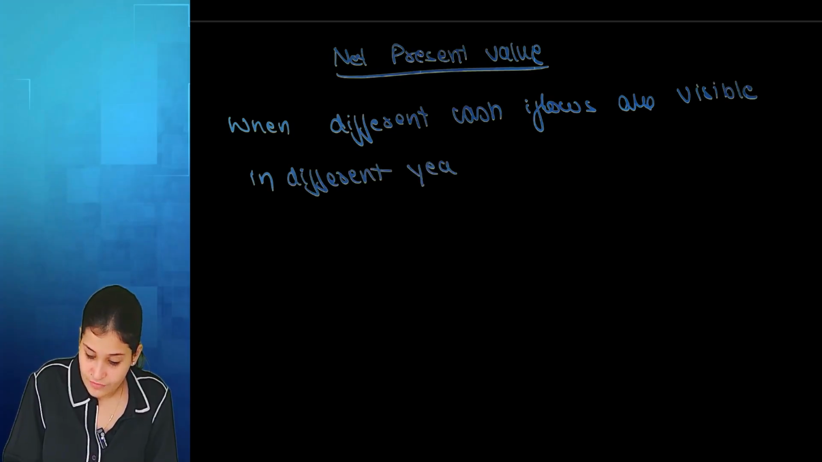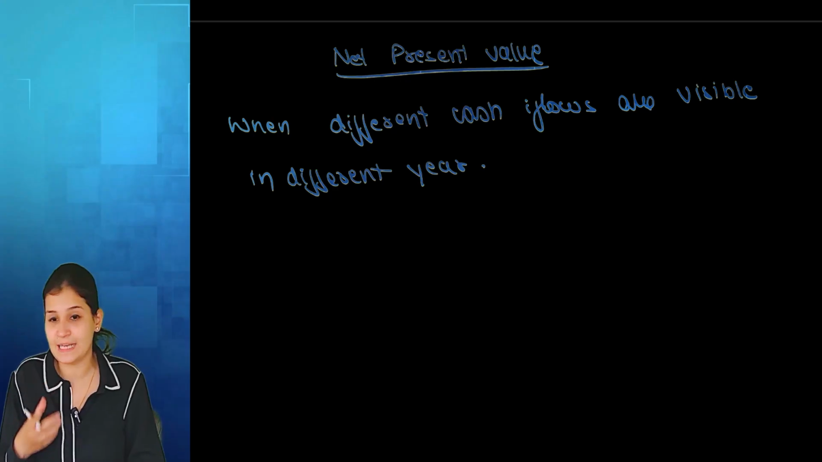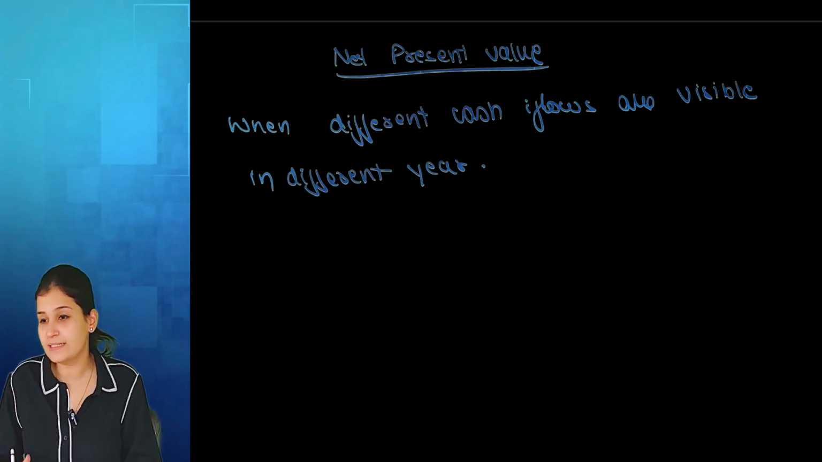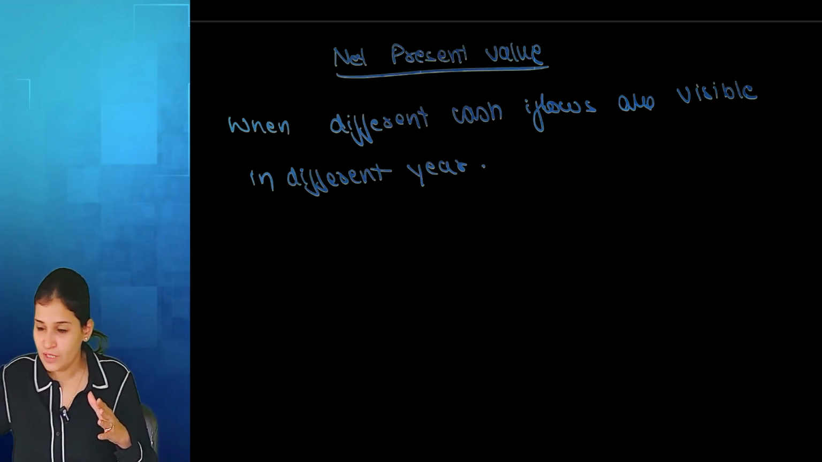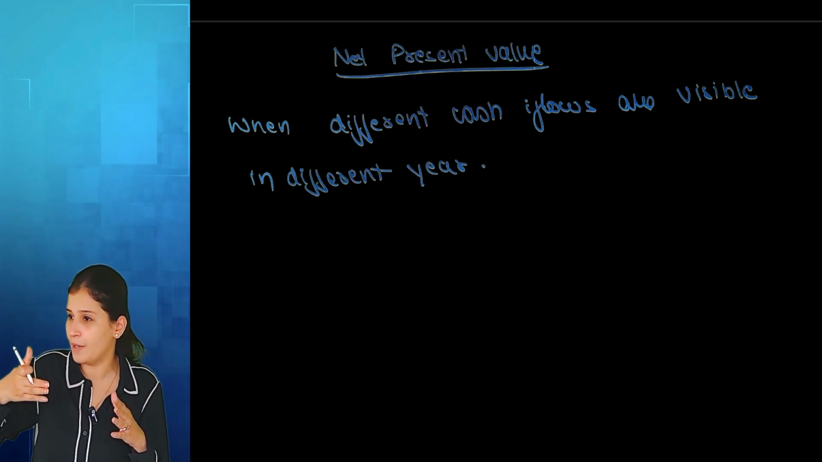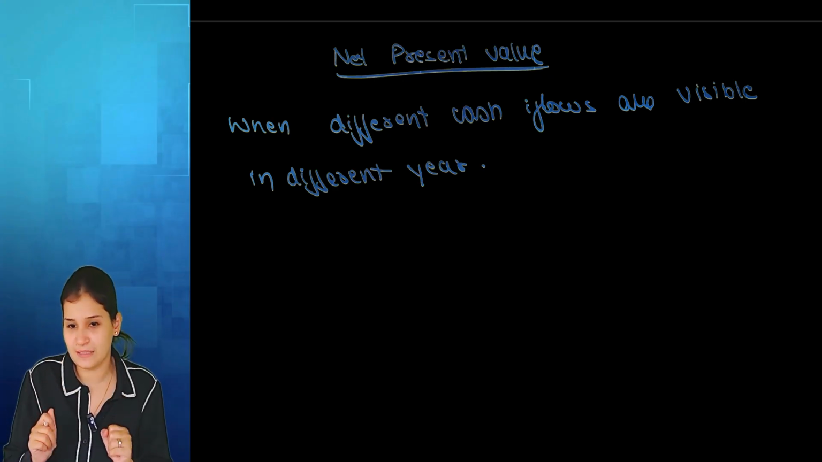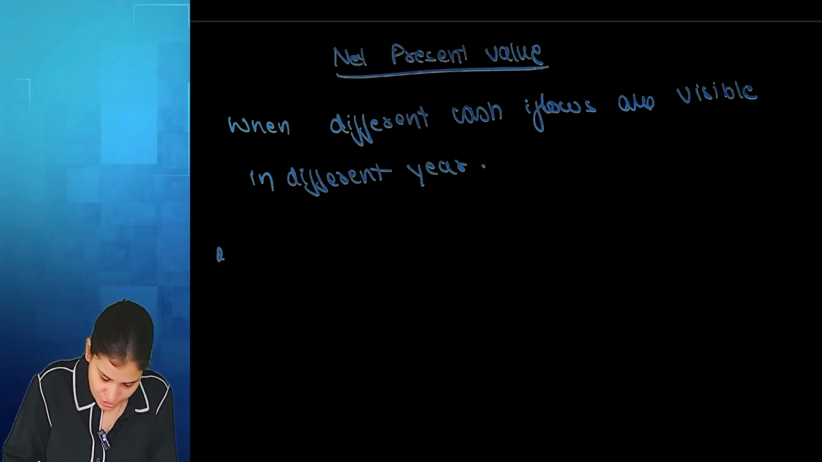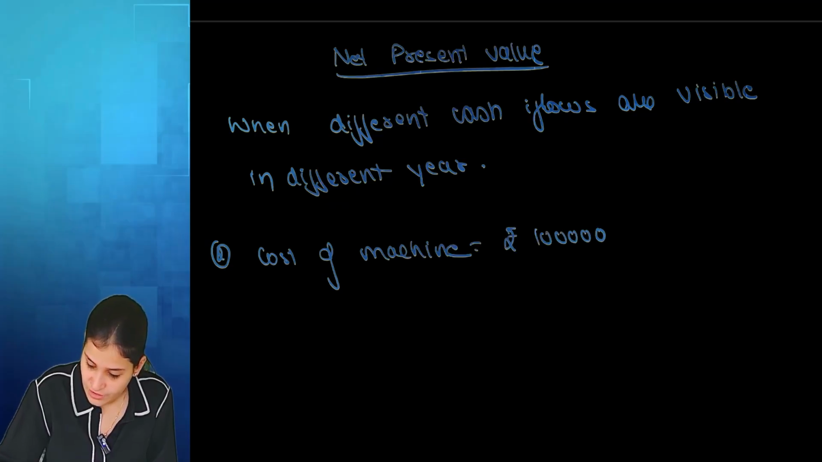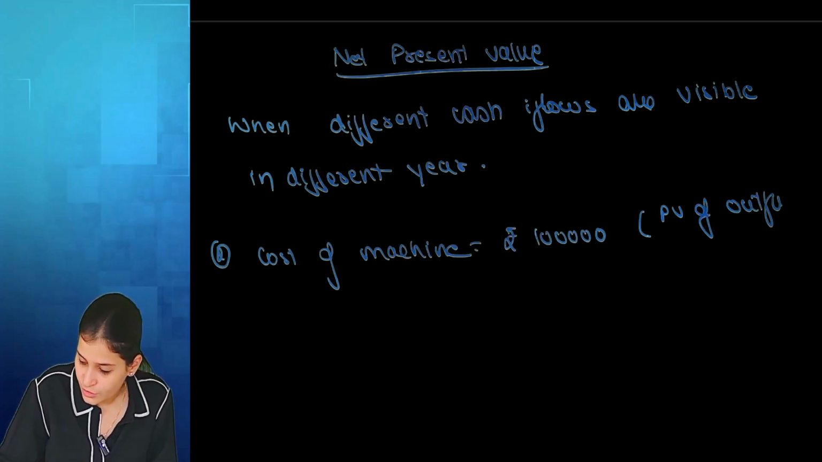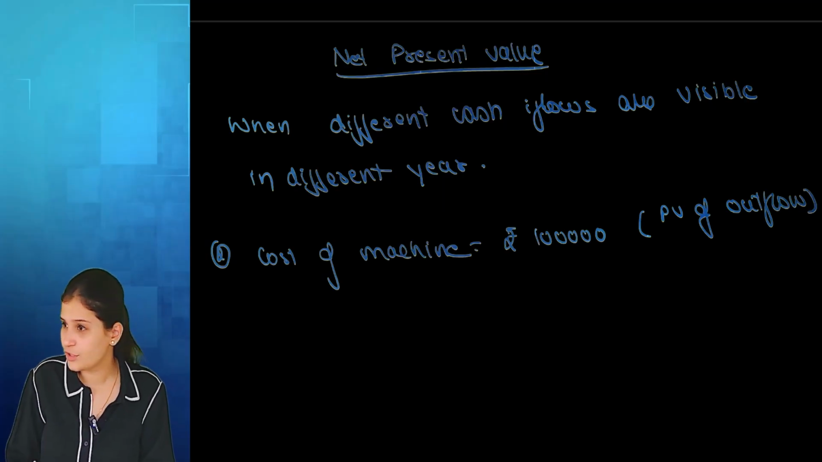In this case, we will use our actual concept. We took a lot of time understanding it. When we are moving forward, we multiply the compounding value; when we are coming backward, we divide the compounding value. We'll go to the basics now. Question: same cost of machine, 1 lakh. This is basically the present value of outflow, today's worth. Yes or no?